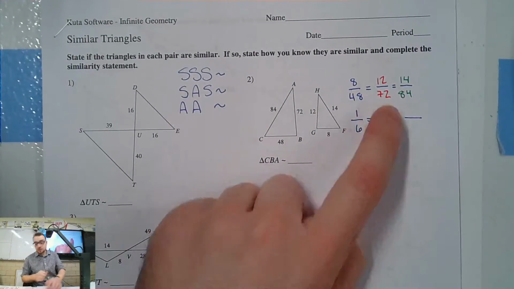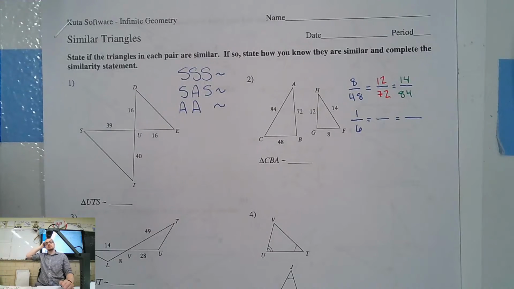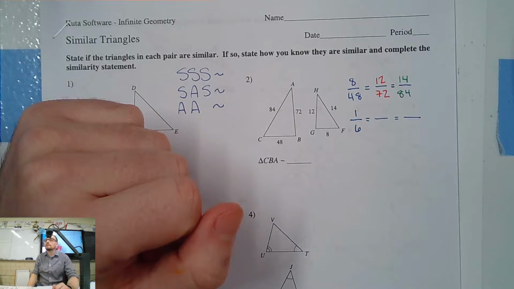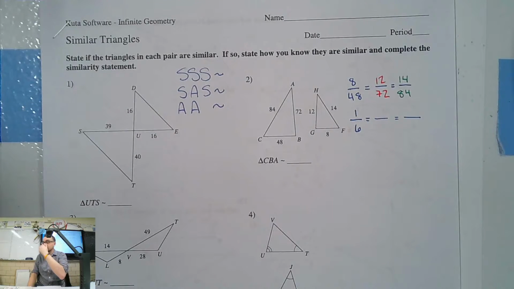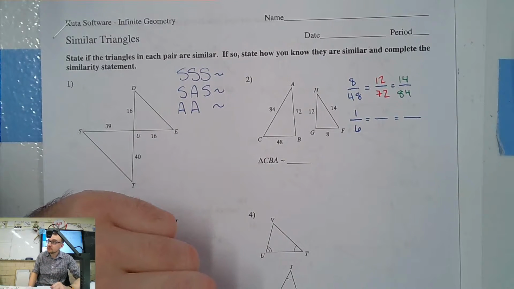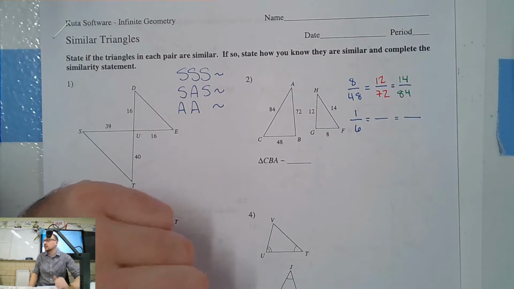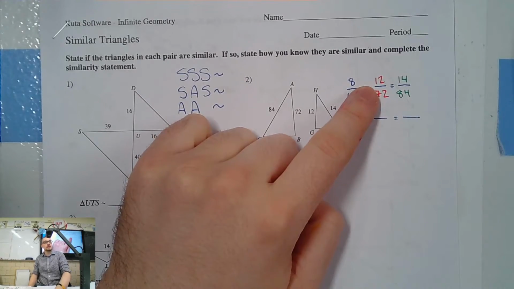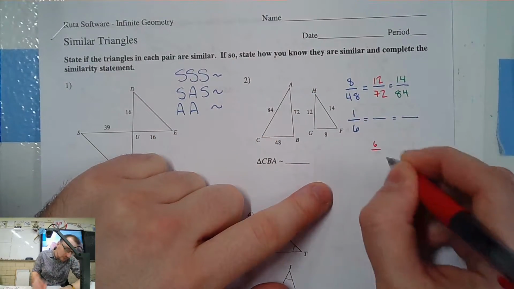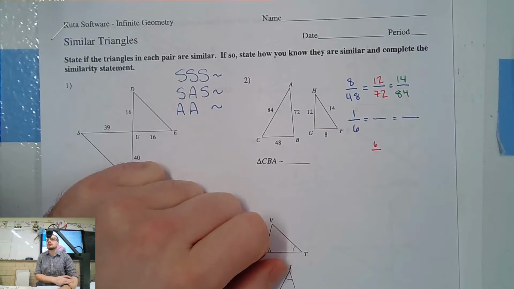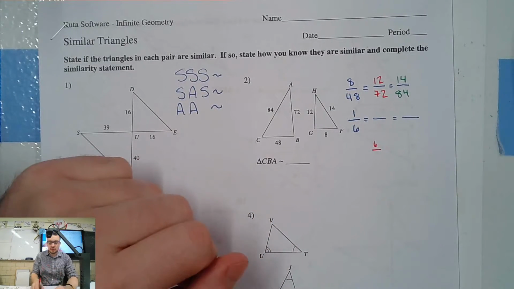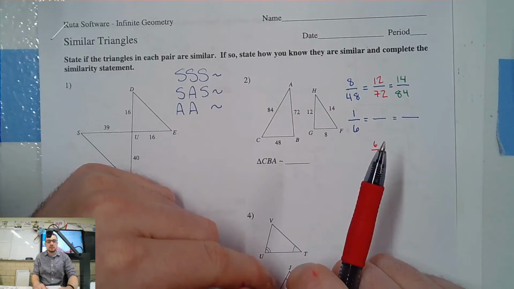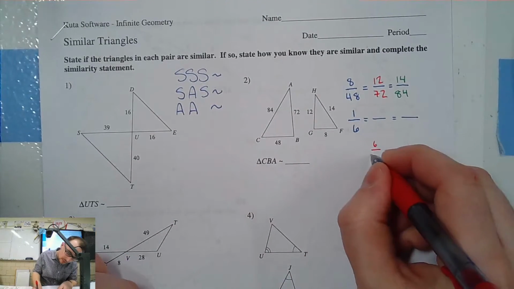12 and 72, let's reduce that. 12 and 72. They're both divisible by what? By 6? Or 2? They are divisible by 12, aren't they? Right? But if you don't know that, you can divide by 2, right? And we get 6 over, what's 72 divided by 2? Well, better question, what's 70 divided by 2? 35. So 36 must be this guy, right?